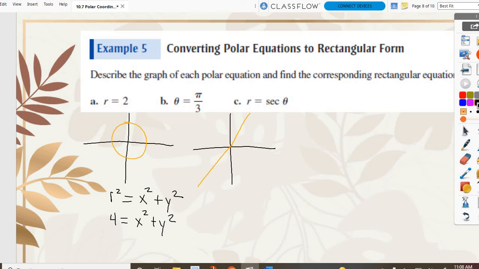So how would I convert that one? Which one of our equations has a theta in it? Tangent of theta equals y over x. Well, what is theta? Okay, and what is tangent of pi over 3?